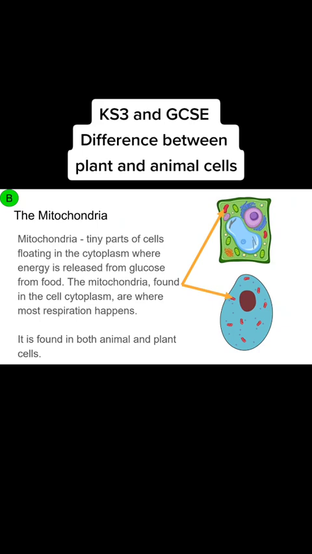Again, mitochondria is something that's found both in animal and plant cell. Mitochondria is like the energy source for the cell. They are tiny structures in the cytoplasm, and the job is to provide energy. Energy is released from glucose from the food. Mitochondria is placed in the cell cytoplasm, and that's where respiration also takes place.